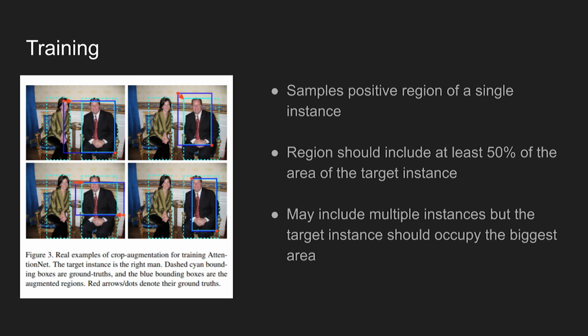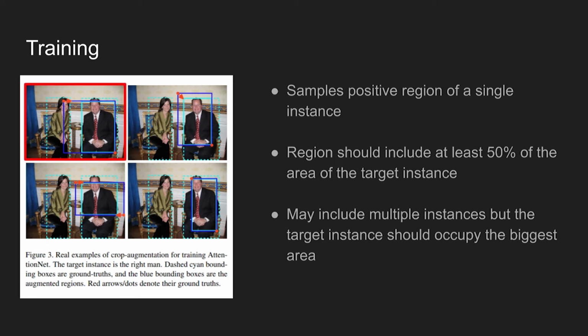When training, positive samples are gathered to train the network on a single class. Number of conditions are used to sample positive training samples. A training sample should include at least a single instance, and the region should include at least 50% of area of the target instance. The region could also include other instances, but the target should occupy most of the region.